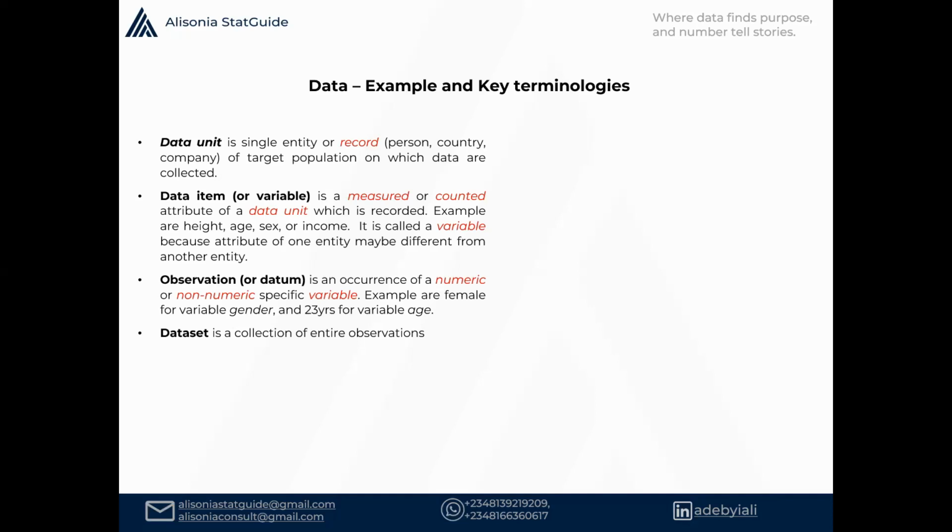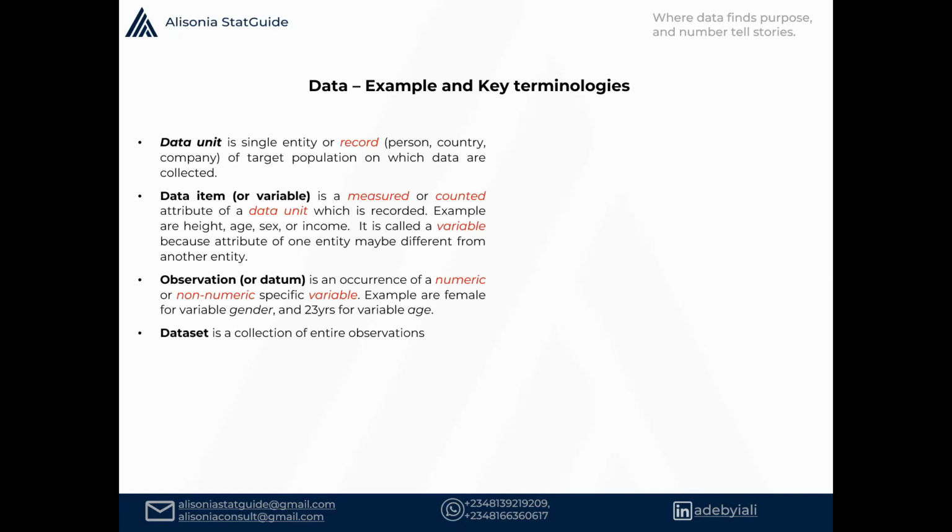After that, we move to data items. A data item is what we refer to as a variable. It is commonly known as a variable, and that is what we've been studying almost every day. It's just a measured or counted attribute. Note the word measured or counted. Attributes or characteristics of a data unit, which is recorded. Examples are height, age, sex, income. It is called a variable because attributes of one entity may be different from another entity.